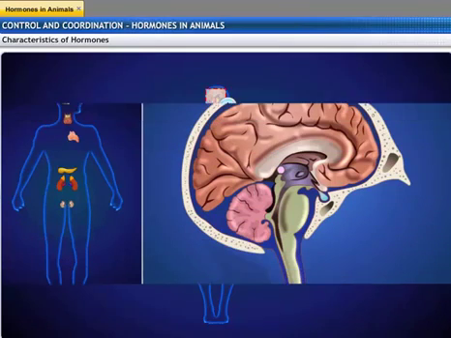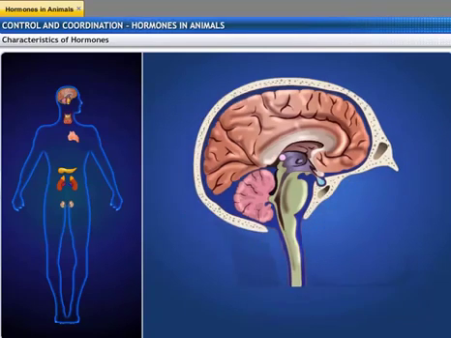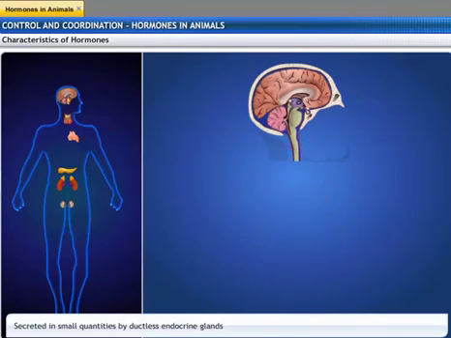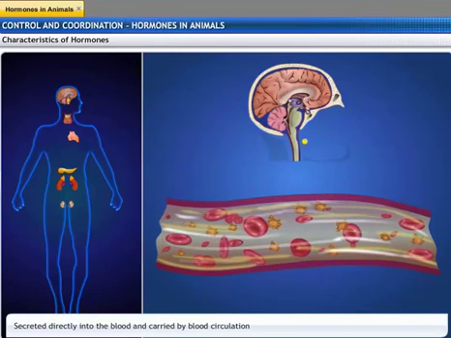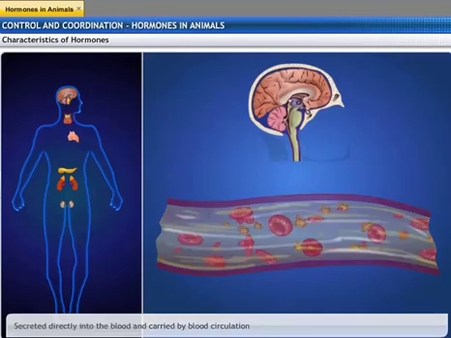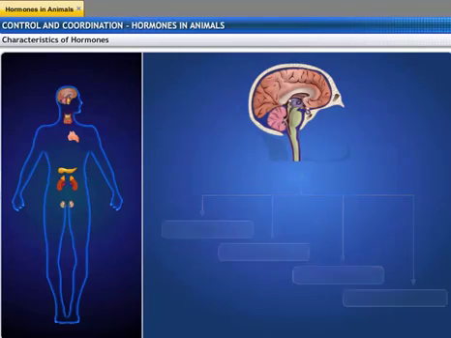Hormones play a crucial role in the control and coordination of the body. Let's take a look at the general characteristics of hormones. They are secreted in minute quantities. They are poured directly into the blood and carried by blood circulation. They may be steroids, proteins, peptides, and amino acid derivatives.